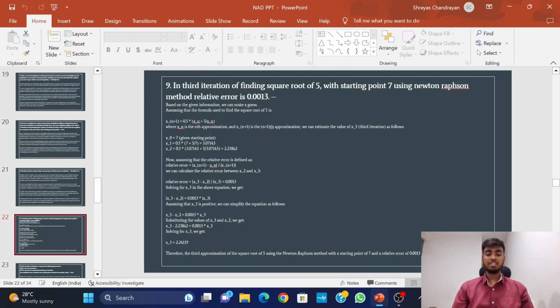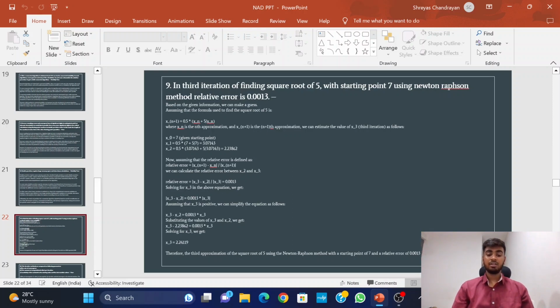So, x0 is equal to 7, x1 is equal to 0.5 into (7 + 5/7), which is equal to 3.07143, and x2 is equal to 0.5 into (3.07143 + 5/3.07143), which is equal to 2.23868. Now assuming that the relative error is defined as (x_(n+1) - x_n)/x_(n+1), we can calculate the relative error between x2 and x3.